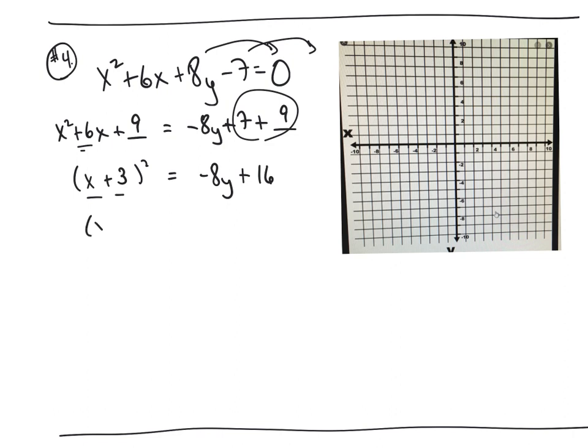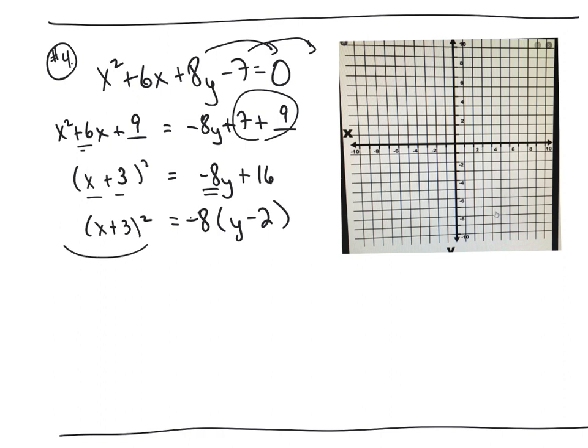Now we're almost in standard form. The only thing we have left to do is form parentheses on the right-hand side. And we do that by factoring out whatever's attached to the y. In this case, there's a -8 attached. So we factor out the negative 8 from both terms, and what we'd be left with then is y minus 2. And now we're in standard form.